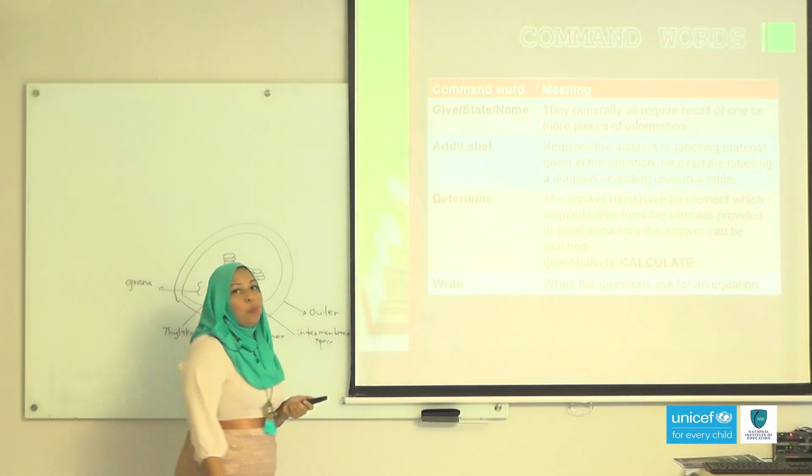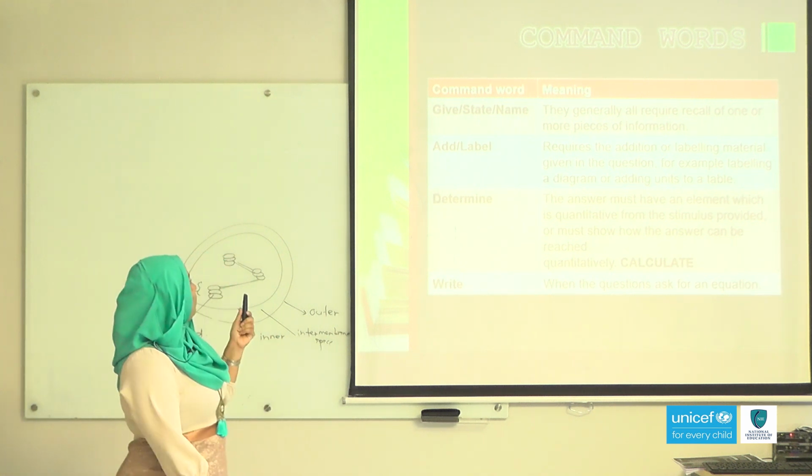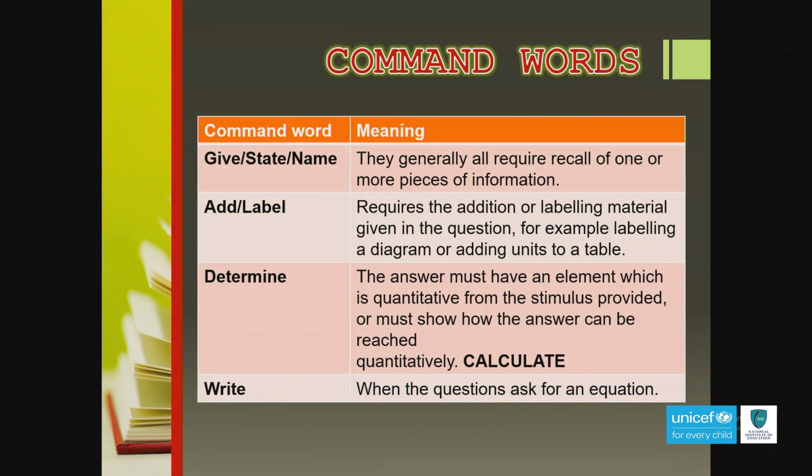For example, these command words are very direct. For example, give, state, name. You can say name something, name an organelle, name a structure present in it. So it's very, very direct. Add, label, determine. Normally when they give the word determine, that means they are expecting you to do a calculation.